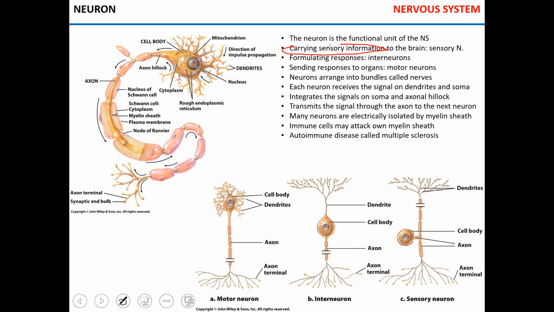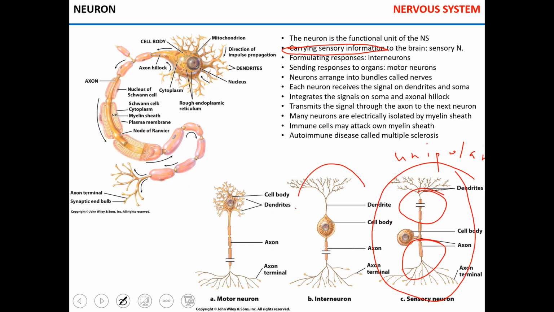First, carrying sensory information. So neurons carry sensory info from the peripheral receptors to the brain or to the spinal cord. You can see a typical sensory neuron right here. Sometimes a sensory neuron is called unipolar. In this case, you can see that two parts of the neuron, the dendrites and the axon, are fused and the cell body is separate.